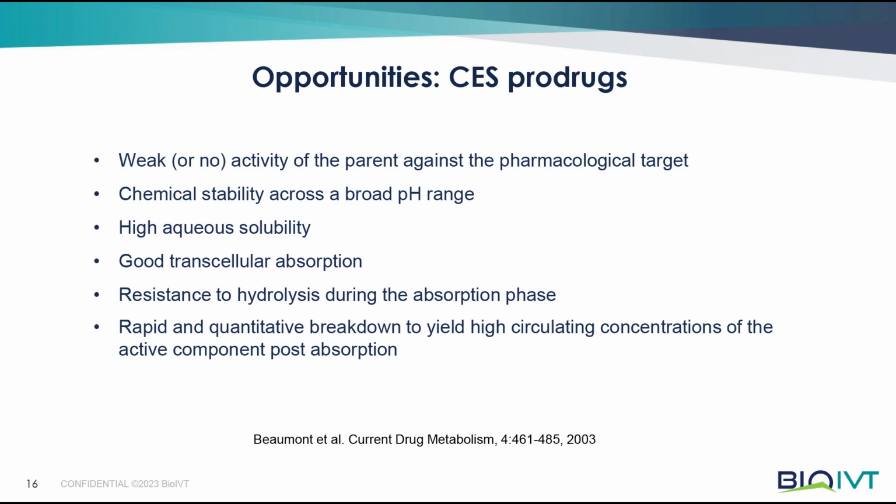So with prodrugs, what you want is to have weak or no activity of the parent drug, right? And then you want chemical stability across a broad range of pH because you don't want it to get into the stomach and then be degraded immediately. You want high aqueous solubility, and then good transcellular absorption, obviously. You want resistance to hydrolysis during that absorption phase, so you don't want that to occur until it actually ends up in either the liver or the gut, where it's hydrolyzed by carboxylesterase 1 or 2, and then rapid and almost complete conversion to yield high concentrations of the active moiety, so you get good absorption, good profile pharmacokinetically.